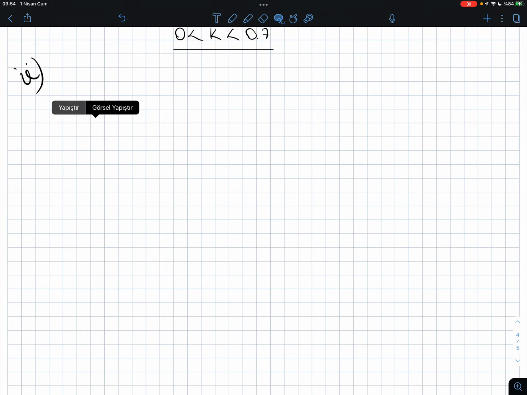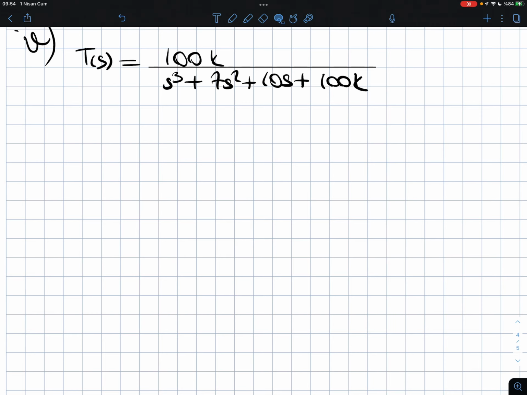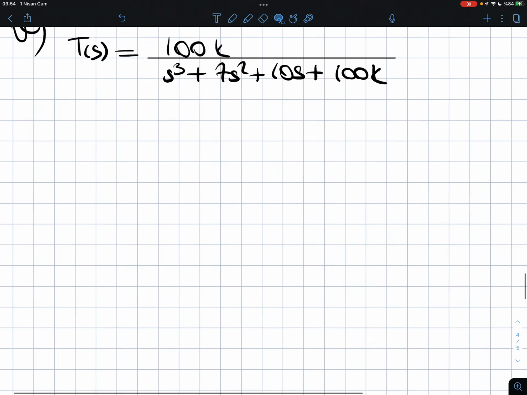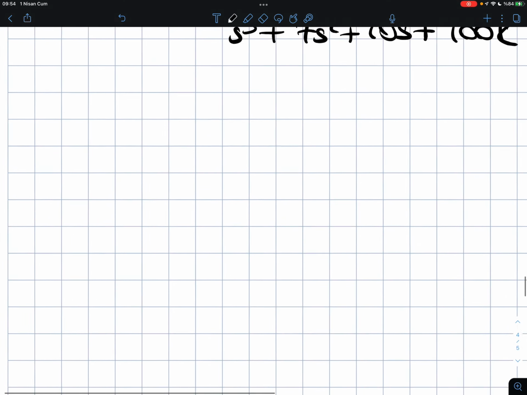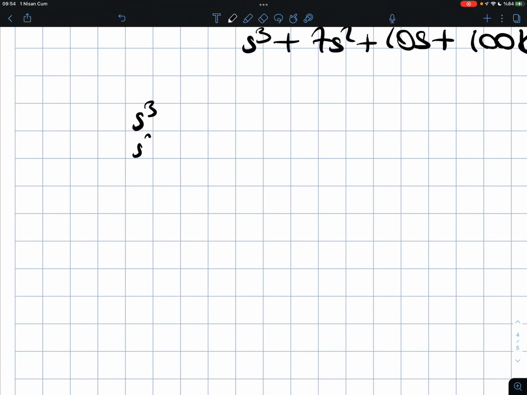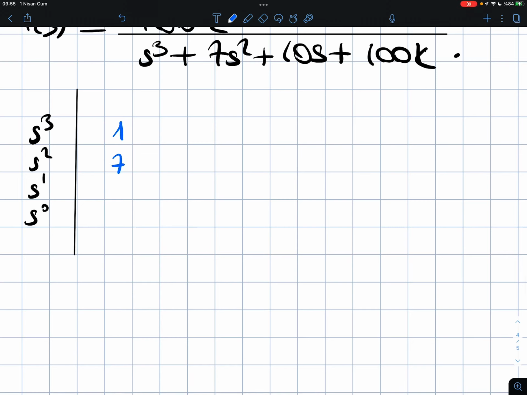Let's copy this. Let's paste this. So we can calculate the closed loop, the resulting closed loop here. What we also can do is the following. Since we have this polynomial and we are checking for the stability of the characteristic polynomial here, we can also use the root table method. So we can also write down the root table: s cubed, s squared, s to the power of 1, and 0. Now, s cubed is equal to 1. This is 1. And then we have 7 here, and then we have 10 here and 100k.